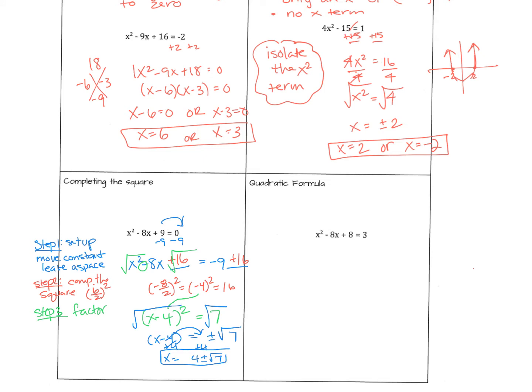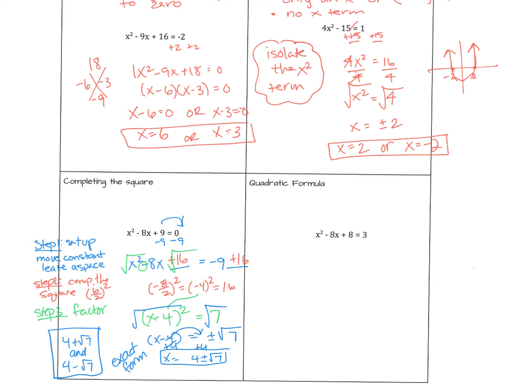This is 2 answers. This is 4 plus the square root of 7, and it's 4 minus the square root of 7. And you can leave this in decimal form or in this form, which we call exact form. The decimal form would be from our calculators, and it's called the approximate answer.